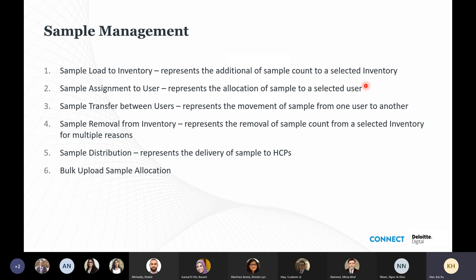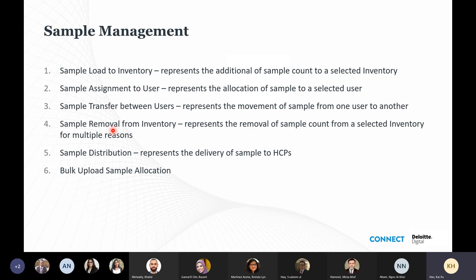There's also sample transfer between users, meaning a MedRep doesn't have enough stock of a sample, and then they want to transfer from a colleague to themselves. Or, for example, a MedRep has resigned and they want to transfer away their samples to another colleague. So this is another possible transaction type of samples between MedReps. And also removal from inventory. So it could be, in my previous example, that a MedRep has resigned. So instead of transferring that MedRep's inventory to another MedRep, they can also choose to return this sample back to the warehouse or back to the marketing team. So this is where we capture such transactions.